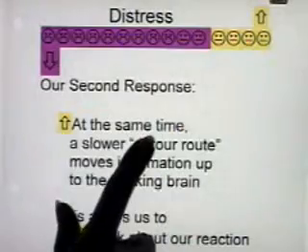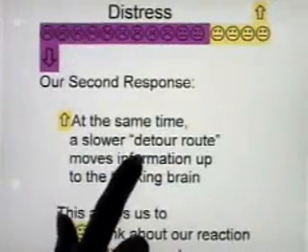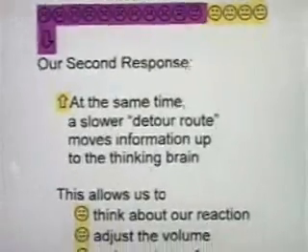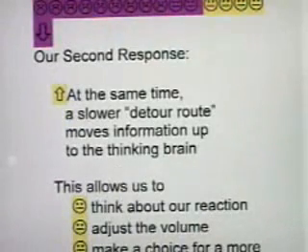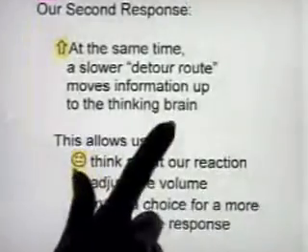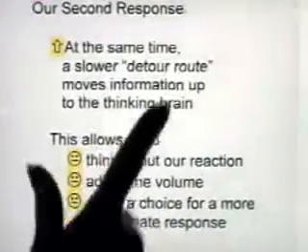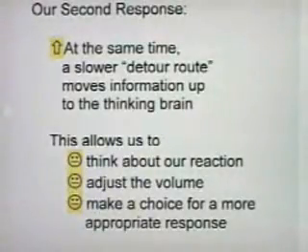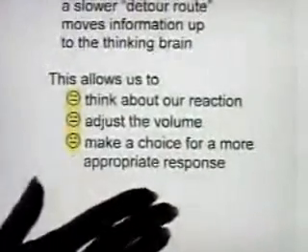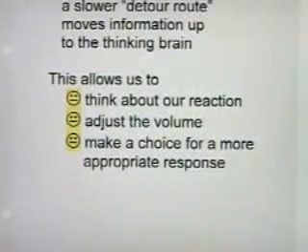At the same time, there's a slower route. It's kind of like a detour route that moves information up to the thinking brain. So the pathway to the thinking brain isn't completely closed. It's like when you have the main freeway closed and there's a little detour that allows you to get there, but it's always slower. That's what happens in the brain. We've got this little detour route that still gives us access to our thinking brain. So once we finally get to our thinking brain, now we've already had our reaction.